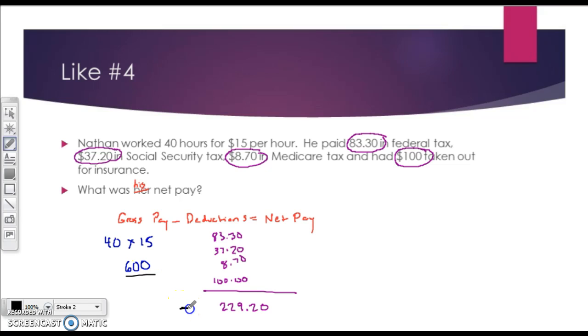All right, so now my job is just to do gross pay, which we found is 600, minus the deductions to get the net pay. So I'm going to put in my calculator 600 minus 229.20. So he earned $600, but he had $229.20 in deductions taken out. So his take-home pay, or his check, is for $370.80.